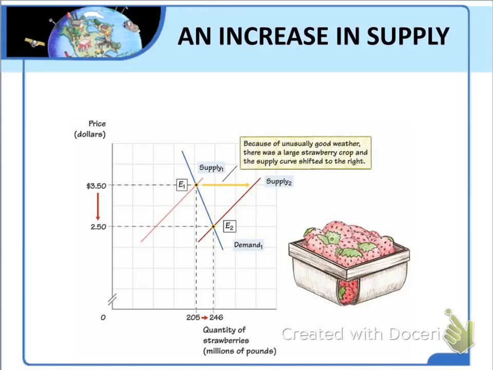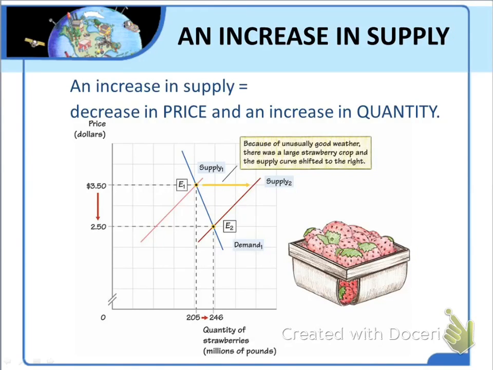A supply curve can also shift in a rightward direction, indicating an increase in supply. Consumers like this much better. This figure provides a simplified version of what happened in the Florida strawberry market between 2010 and 2011. In the spring of 2010, the market for Florida strawberries was in equilibrium, and that would be at point E1.